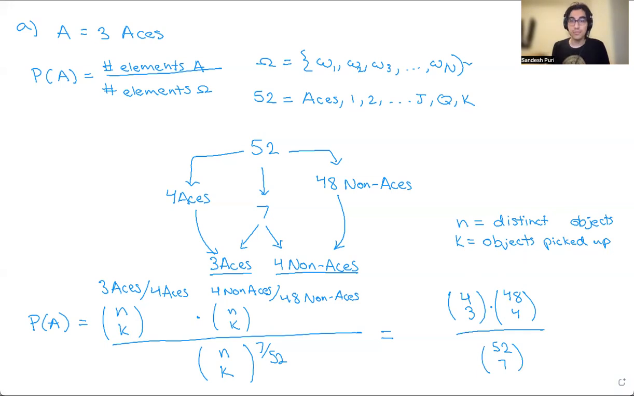Now, this is sufficient as an answer. It shows understanding, but you can also calculate the probability mathematically. If you recall, for combinations, the formula n choose k equals n factorial divided by k factorial times n minus k factorial.